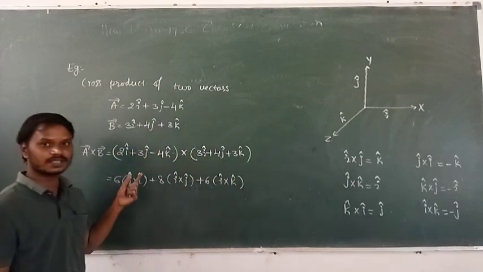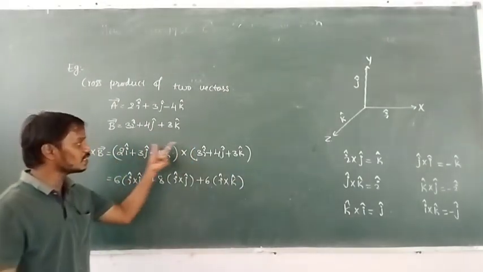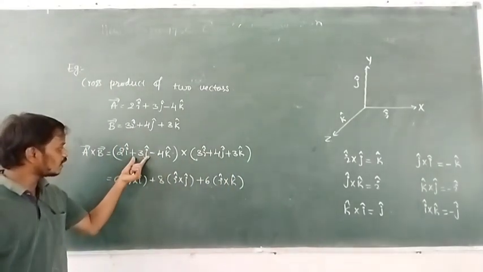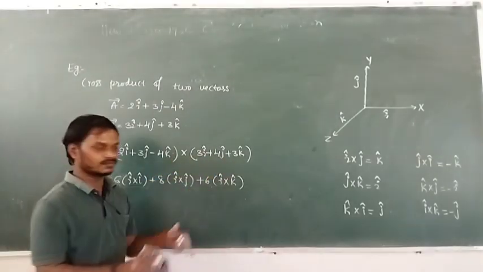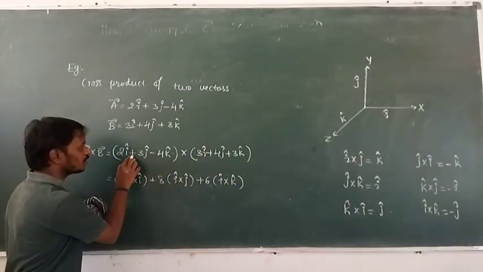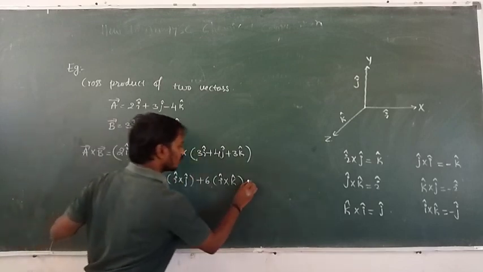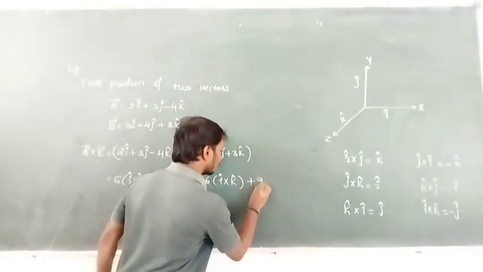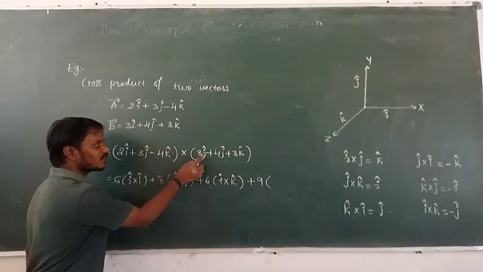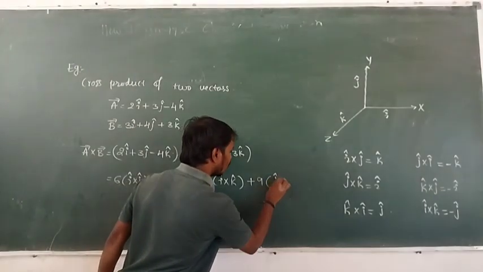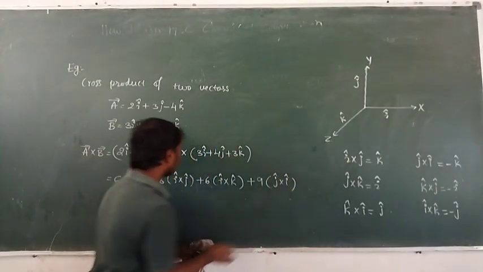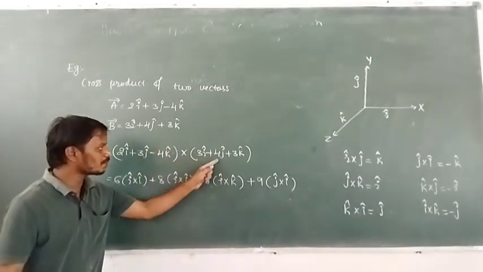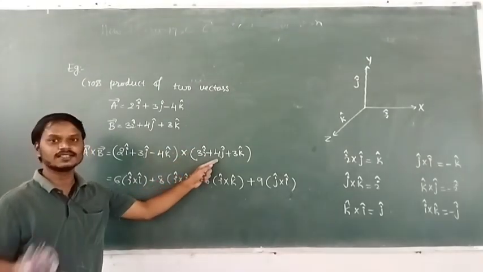So this is the cross product of the first term of the first bracket with the second bracket. Now next, the cross product of the second term of the first bracket with the second bracket. Plus 3 into 3, that is 9, then j cross i. Next, plus 3 into plus 4, that is plus 12.